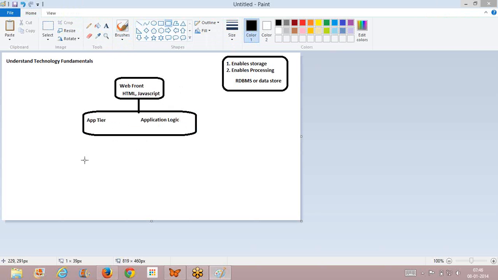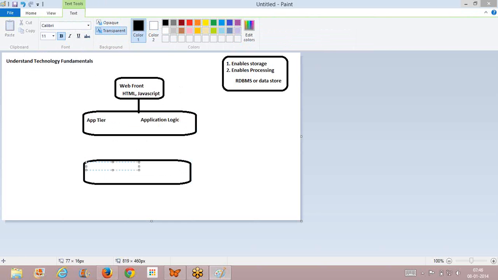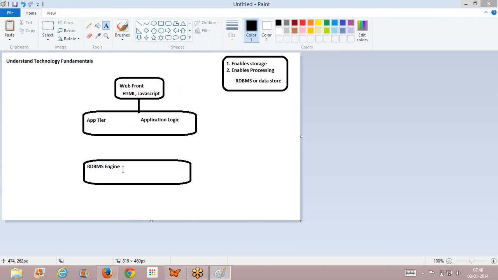Then it interacts with the data store. Let's say this is your RDBMS engine. For now, let's say it's an Oracle or a DB2 engine. So you connect to this database engine.